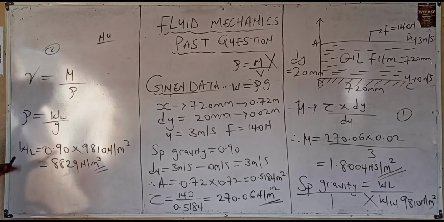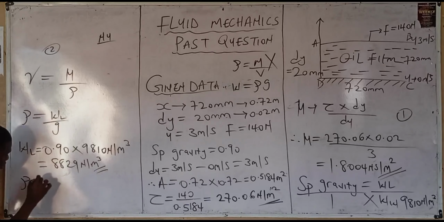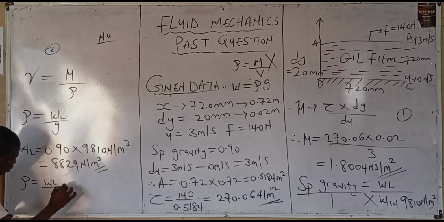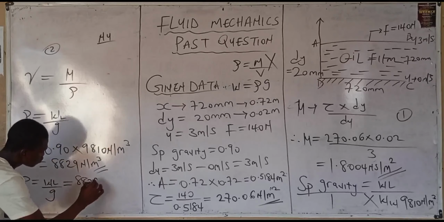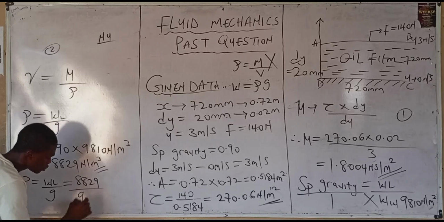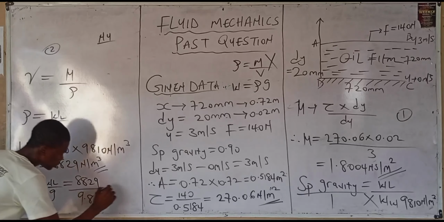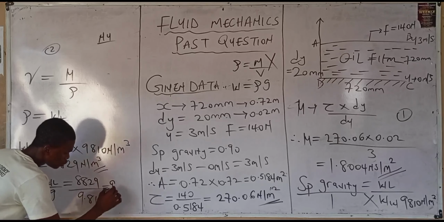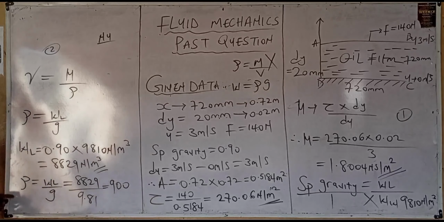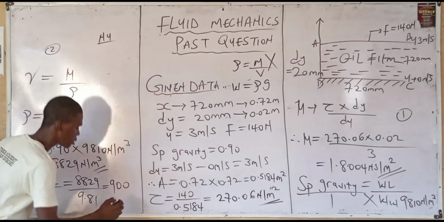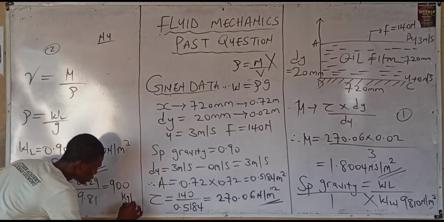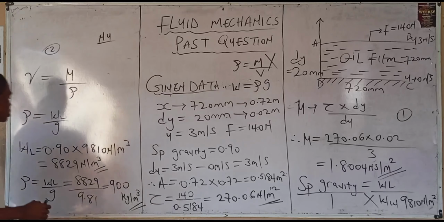With this, let's calculate density. Then density is equal to specific weight of liquid divided by gravity. Substitute. That's 8829 divided by gravity. Take gravity to be 9.81. Of course, by the time we divide, the value becomes 900. What's the unit of density? Mass over volume, kg per meter cube, right? So you have kg per meter cube. So this is your density.